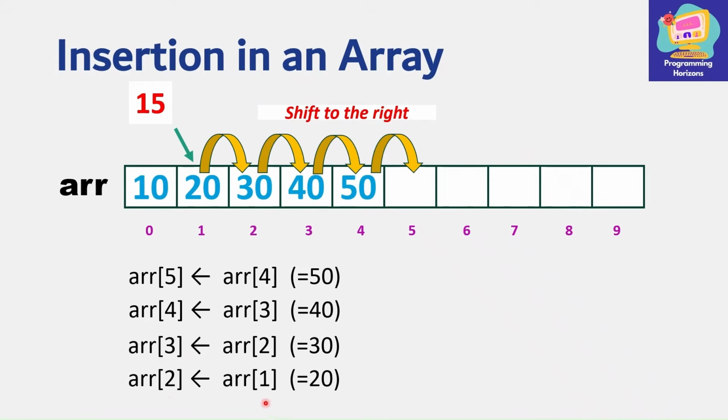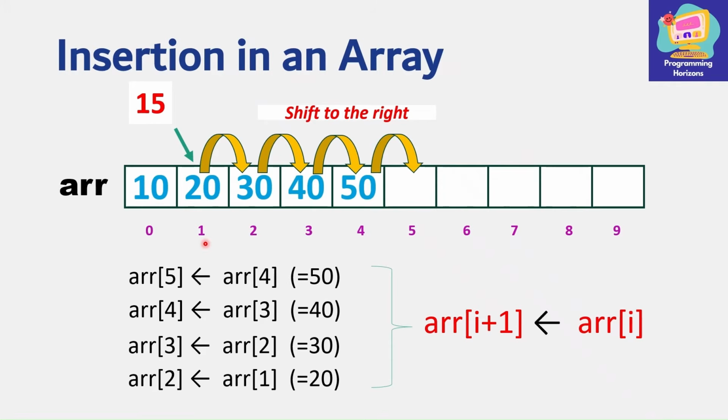So in general, we are shifting all these elements one position to the right, and therefore we get a general expression like this: ARR[I + 1] = ARR[I]. That means the value on the right will be assigned to the position on the left. Here I ranges from 4 to 1. That means from the last element up to that index value where you want to make space for the new element.